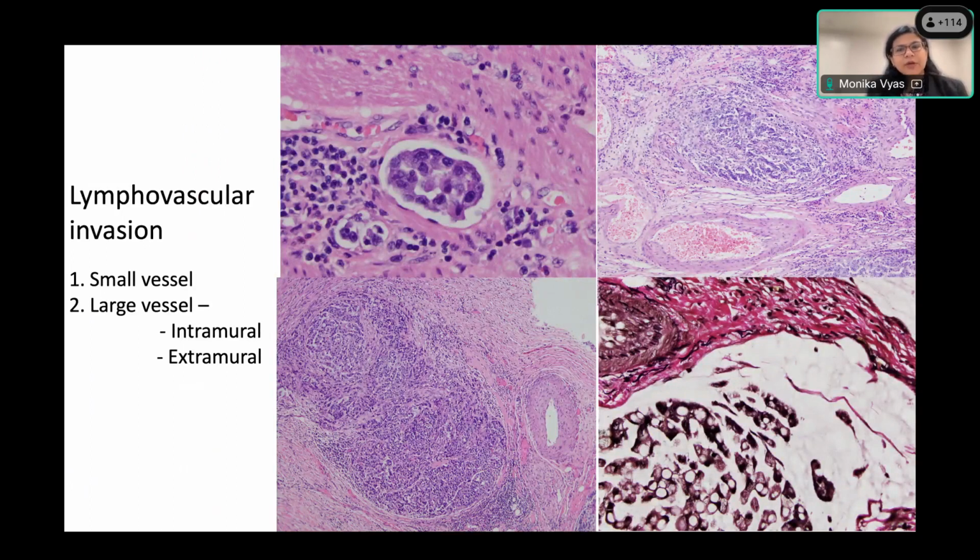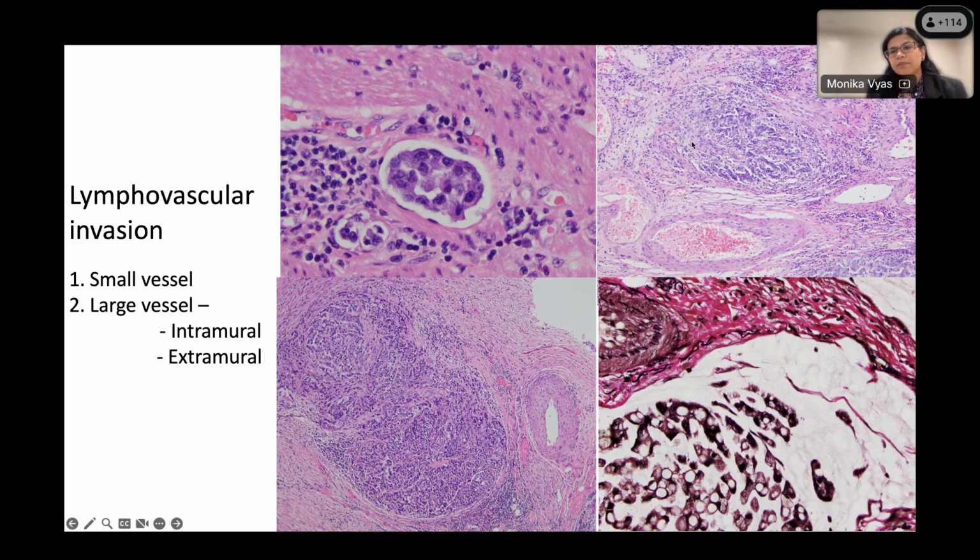Here we have the next parameter that we would consider, which is lymphovascular invasion. So in the GI tract, we talk about small vessel invasion, which is the lymphatic invasion, and large vessel invasion, which is involving the large veins. Lymphatic invasion is easier to diagnose. You see a cluster of tumor cells surrounded by a cleft in a vascular space. You can appreciate some endothelial cells lining the space. So this is an example of small vessel invasion. Having small vessel invasion puts the patient at risk for lymph node metastasis.